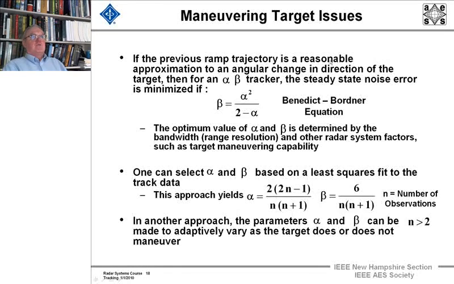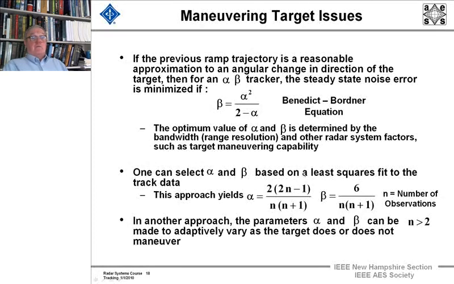If the previous ramp trajectory is a reasonable approximation to the angular change in direction of the target, the steady state noise error is minimized if beta is alpha squared divided by 2 minus alpha, and that's called the Benedict-Bordner equation. It gives you a constraint on alpha and beta. And the optimum values of alpha and beta are determined by the bandwidth, the range resolution, and other radar system factors such as the maneuvering capability.